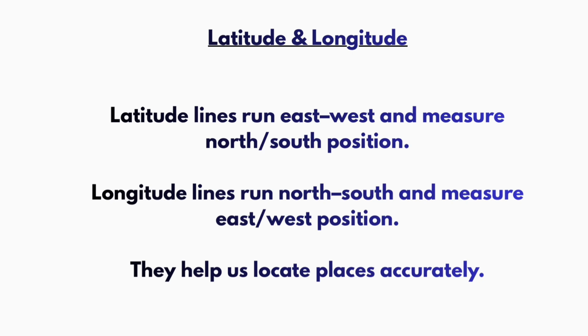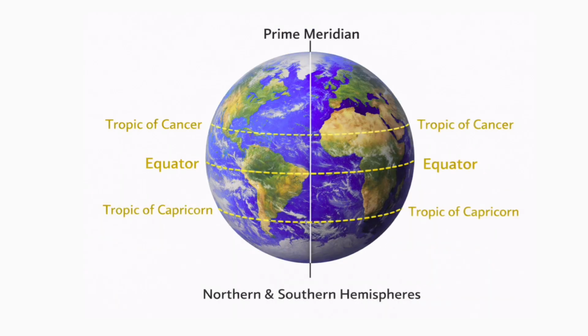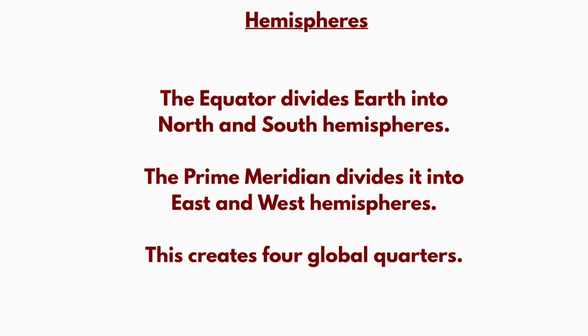Longitudes are imaginary vertical lines drawn on Earth. They run north to south. They help locate places east or west of the prime meridian. The prime meridian is the main longitude. So we can say latitude shows the north-south position. Longitude shows the east-west position.